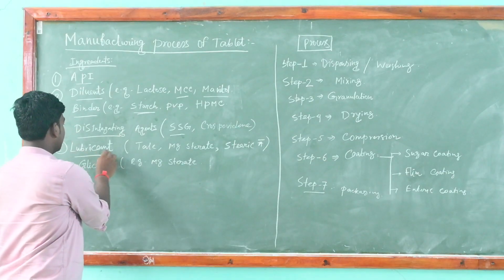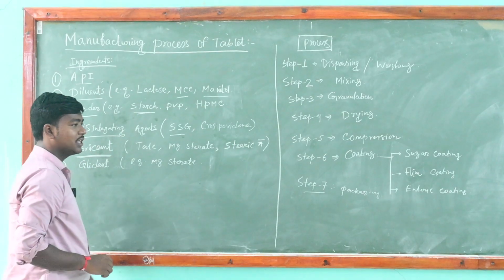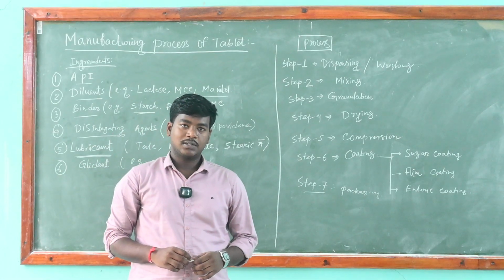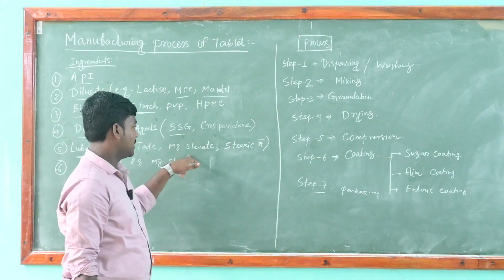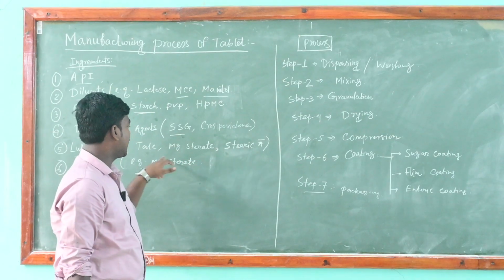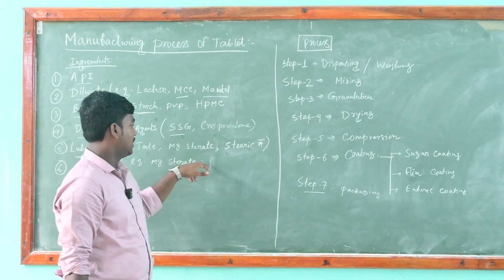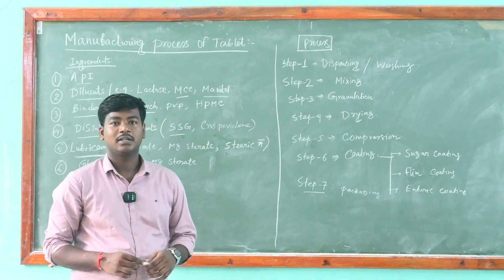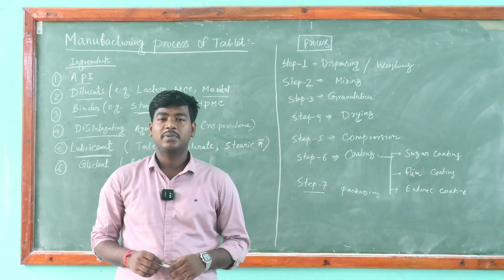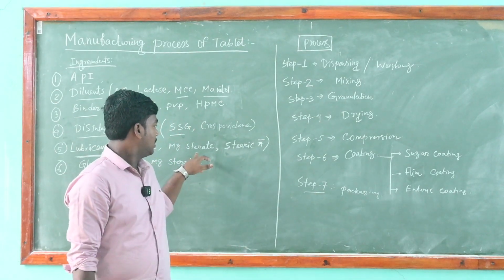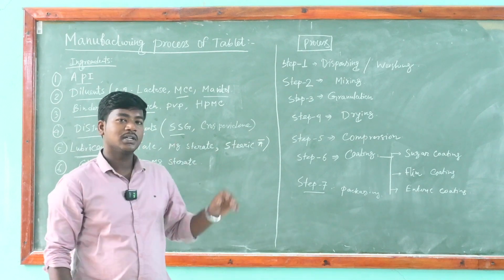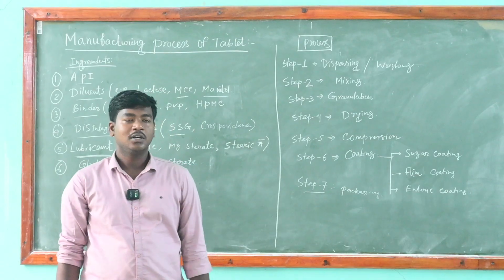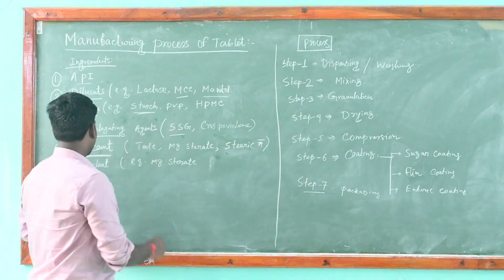Next excipient is lubricant. So what is the function of the lubricant? Talc, magnesium stearate and stearic acid basically act as a lubricant. Lubricant reduces the friction force between the punch wall and the tablet material. So during compression and ejection, if we use the lubricant, the tablet cannot stick with the tablet die wall. In this way we can use the lubricant.